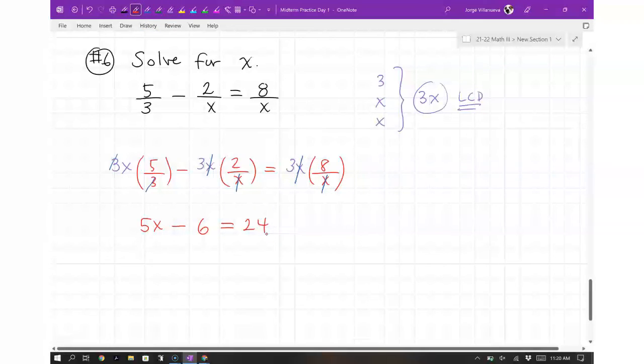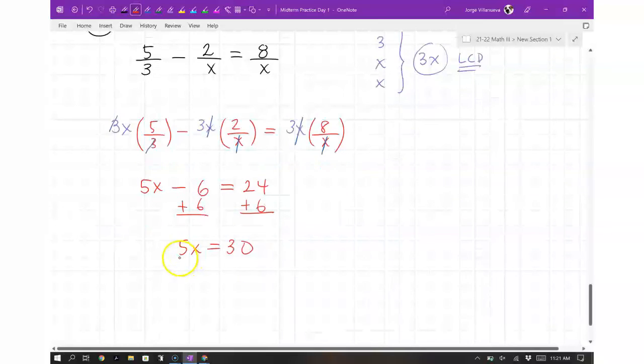Now notice how nice and simple that turns out to be, right? It's just a normal linear function. Not even a linear function. It's just a normal one variable function with 2 steps in order to finish this problem. So I'm going to add 6 to both sides. So that's 5x equals 30. And then just divide by 5 and you're done.